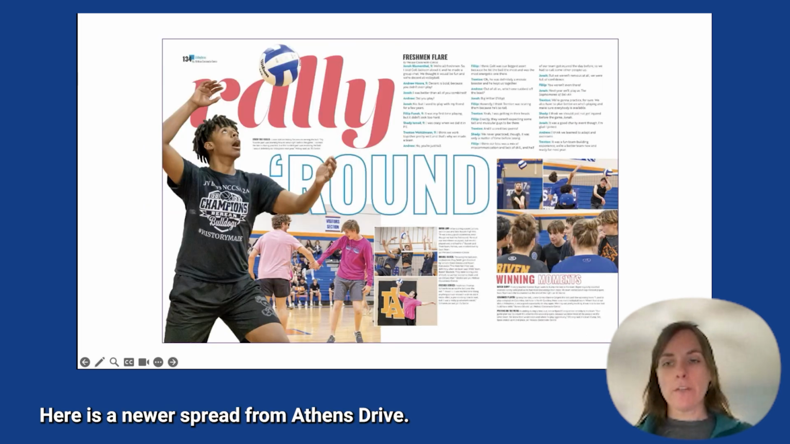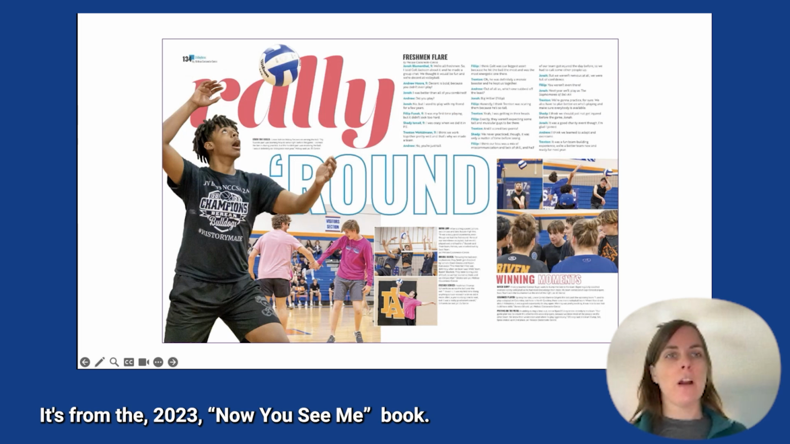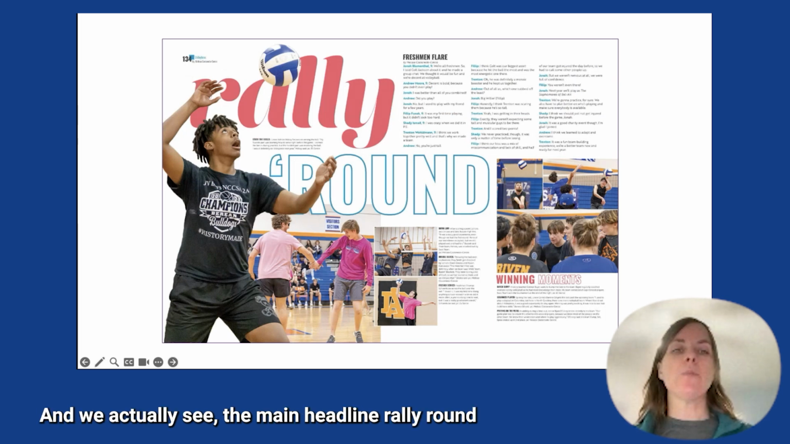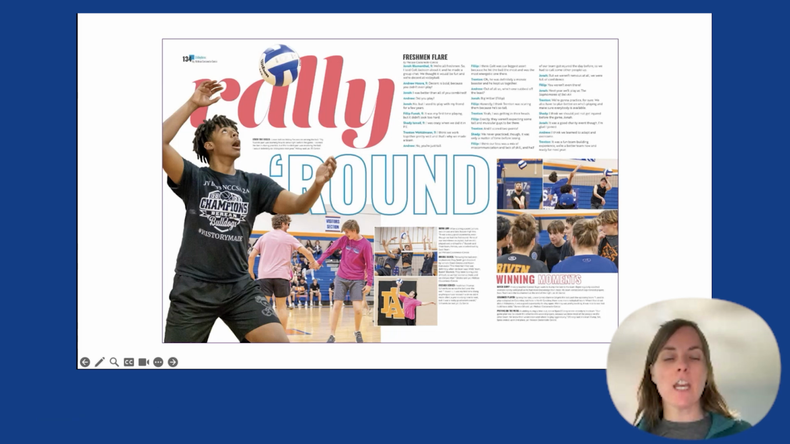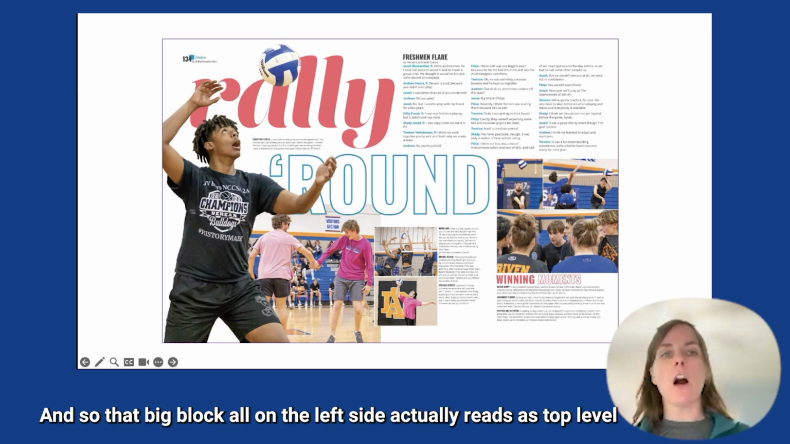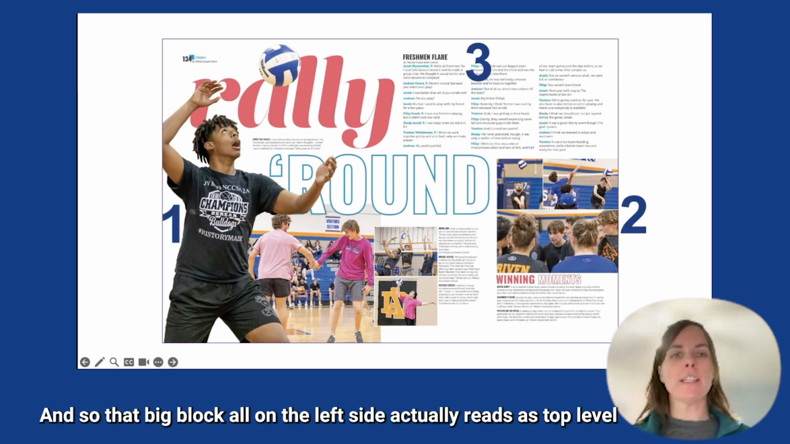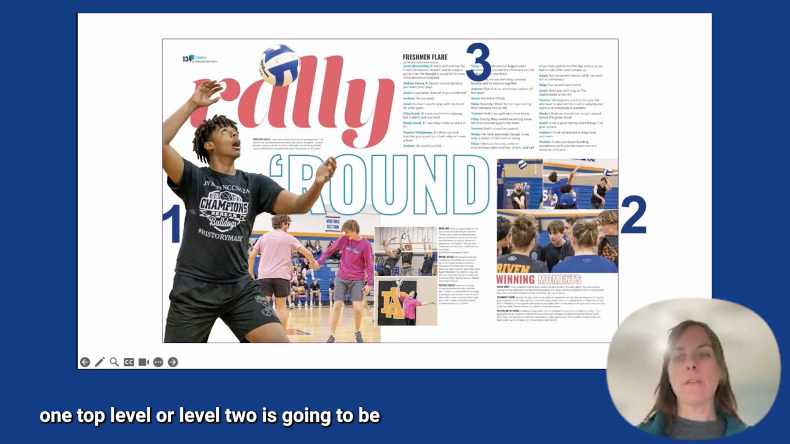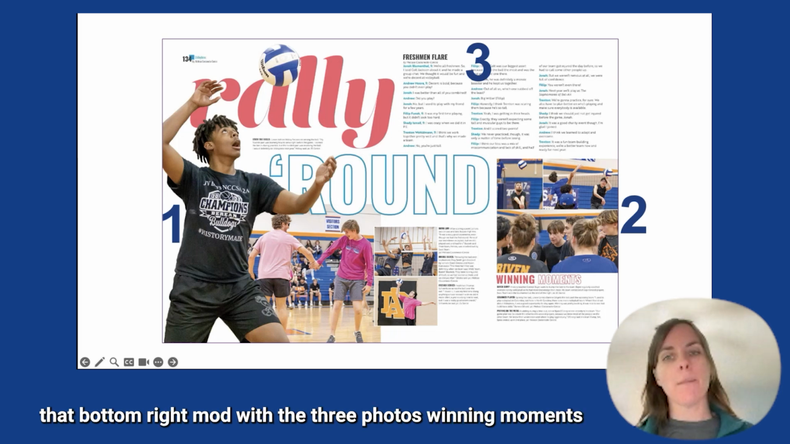Here is a newer spread from Athens Drive. It's from the 2023 Now You See Me book, and we actually see the main headline, Rally Round, hooking with the large photo cutout, hooking to the bottom left mod. And so that big block all on the left side actually reads as top level 1. Level 2 is going to be that bottom right mod with the 3 photos, winning moments.